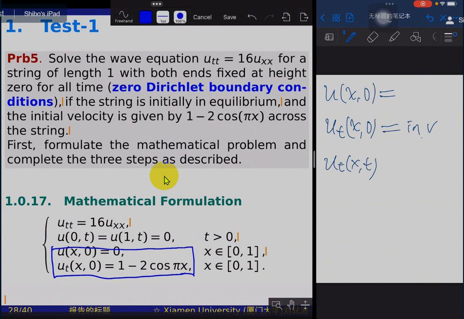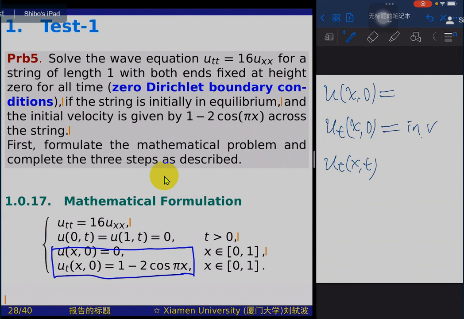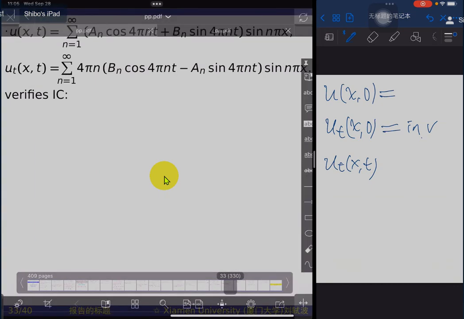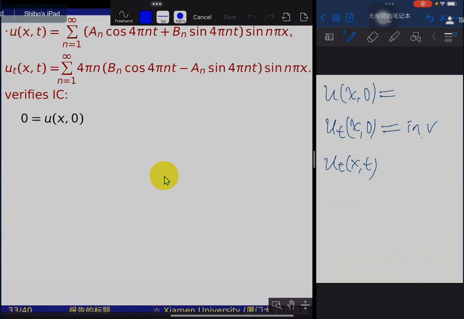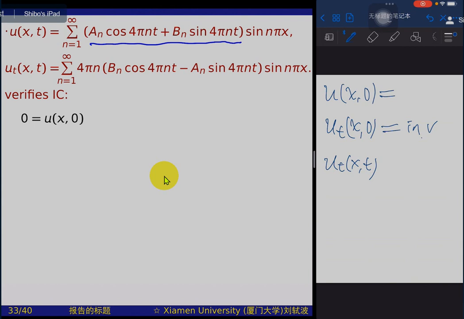When t equals 0, u is 0 and u_t is 1 subtract 2 cosine pi x. This is our initial condition. So how do we find suitable a_n and b_n so that it satisfies the initial condition? Applying the initial condition, when t equals 0, u is 0. But you should let t equal 0 in the expression for u at the top of this page. When t equals 0, every term in the series has t equal to 0. Then cosine 0 is 1 and sine 0 is 0. Therefore, the term in green disappears because sine 0 is 0.